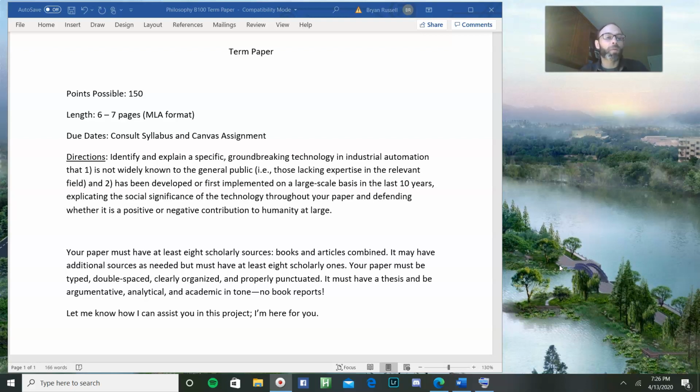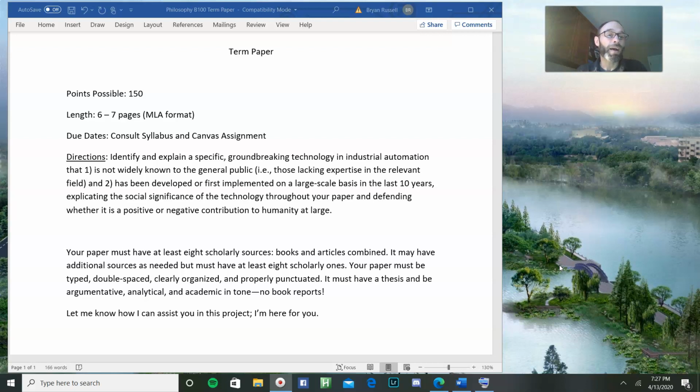So it'll be 150 points for this assignment. The length of the paper will be about 6 to 7 pages, a little shorter than I was originally planning, but circumstances. MLA format, so that's 6 to 7 full pages in MLA format. So, the usual 12-point font, and follow MLA format. If you don't know what that is, then just Google it.